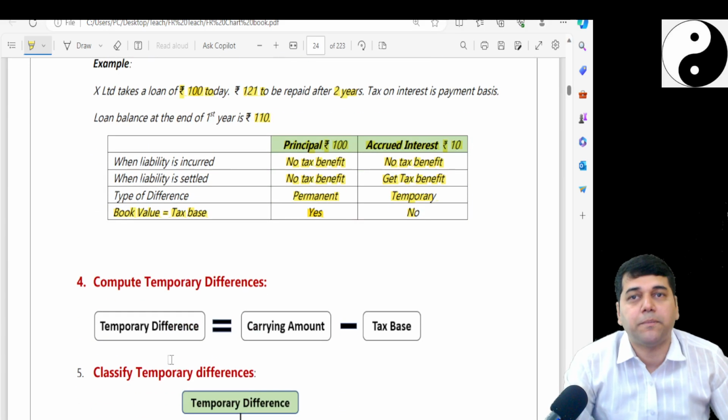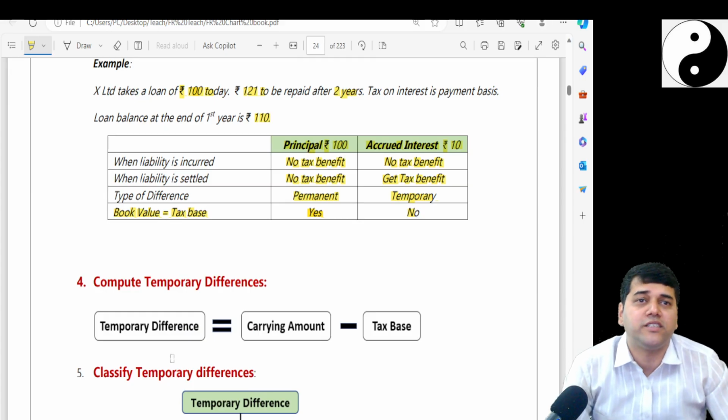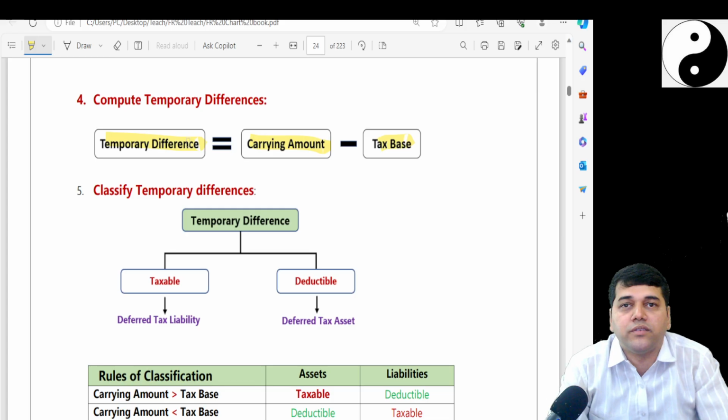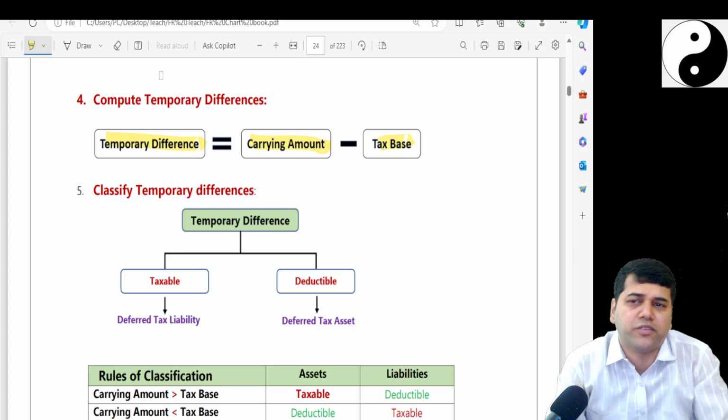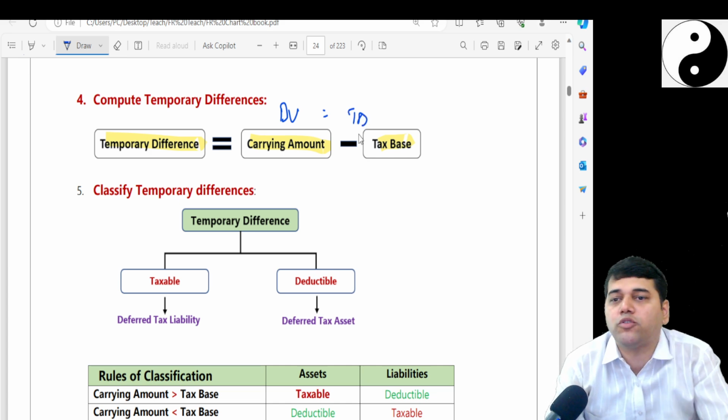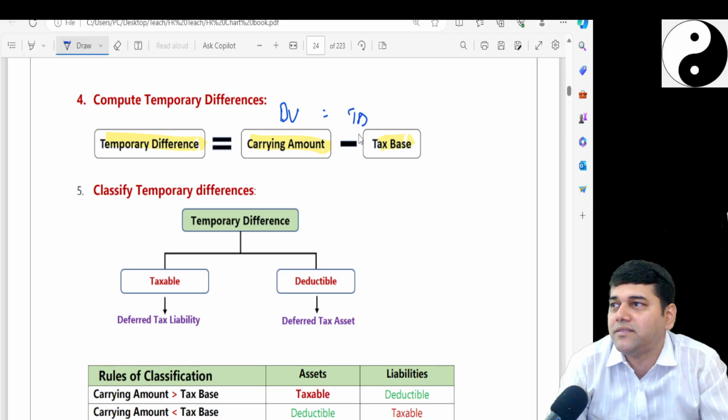Now the next step, very easy among all the 10 steps: you calculated the book value, you calculated the tax base, find the difference. It's called a temporary difference, if it is not a permanent one. Obviously, because if it is permanent, then book value is equal to tax base. Then where is the question of a difference? So only temporary differences you are going to find out.